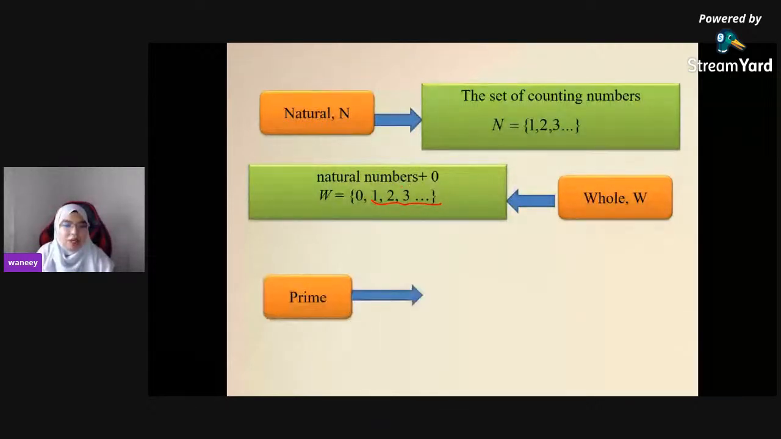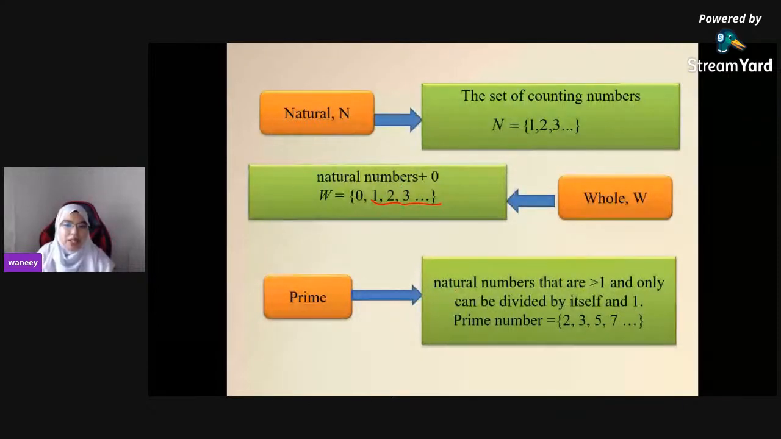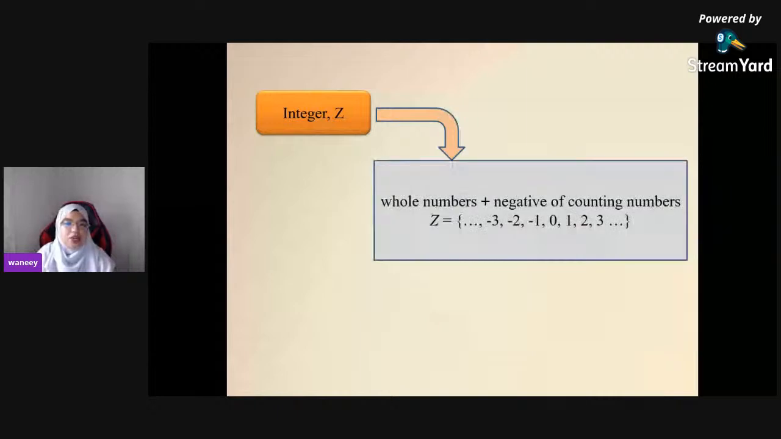And then prime number, so prime are natural numbers that are definitely to be more than 0 and can only be divided by itself and 1. So prime numbers. Integers, okay, so integers, so you can have whole numbers. So whole numbers is this one, 0, 1, 2, 3, and so on, or the negative of counting number. So counting number is this one before this, 1, 2, 3, 4, and so on. So these are counting numbers. So the negative of counting numbers is this one, -1, -2, -3, and so on.